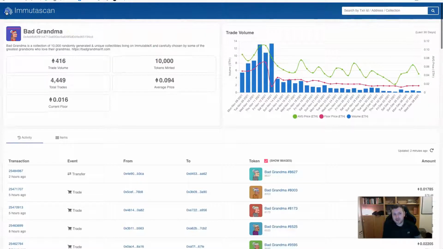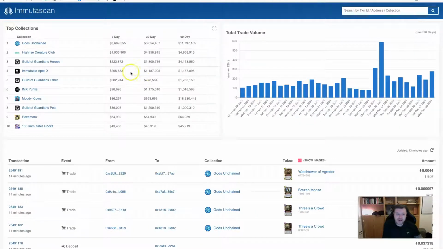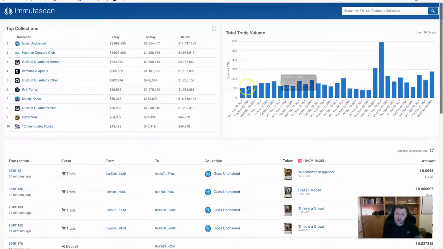But this is MuterScan. Does what it says on the tin. It's quite good. It allows you to see, sorry, apologies, got a cold, the volume coming into the platform in the last 30 days. So you can see there's new money coming in now as new projects get minted. You can see it was going down, then we had Highrise, then it's going down. Now we've got these Renex Mons getting minted at the moment, and then on Sunday you'll see this guy.